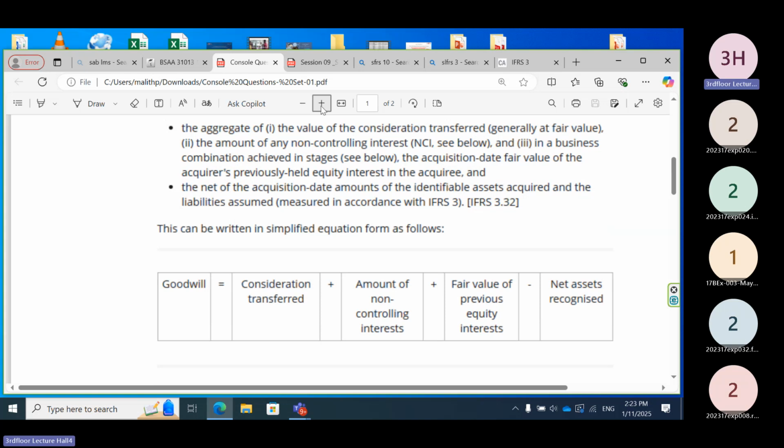So you need to understand the logic behind that: how you can do the double entries, and how you can identify full goodwill and proportionate goodwill. Before doing the consolidation, you need to understand this.